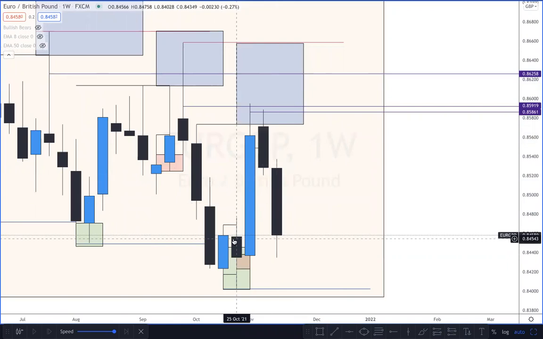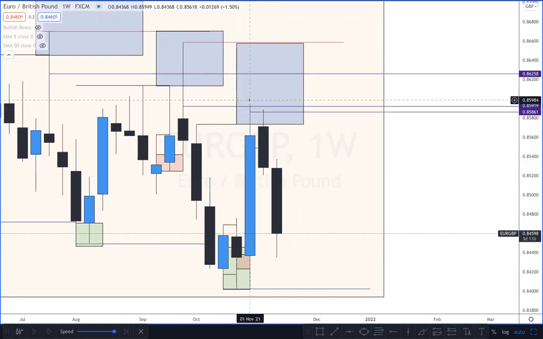Now, assuming price reacts from this order block and breaks this structure, my question to you is, are you still going to look for sales?